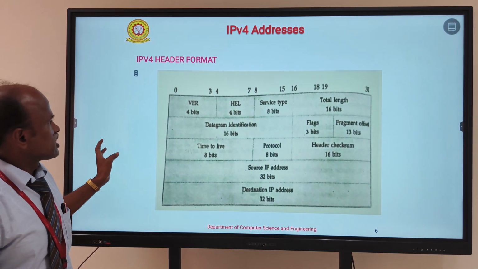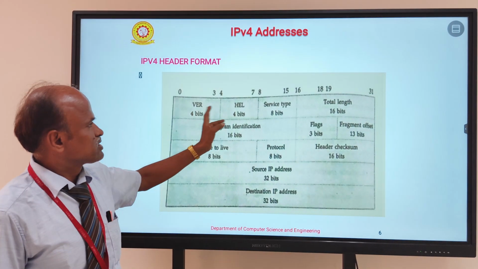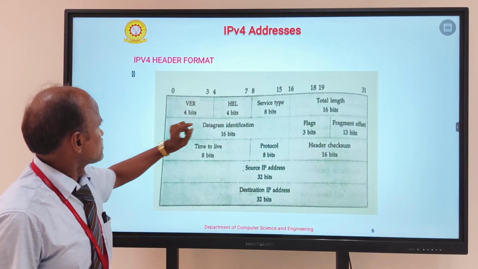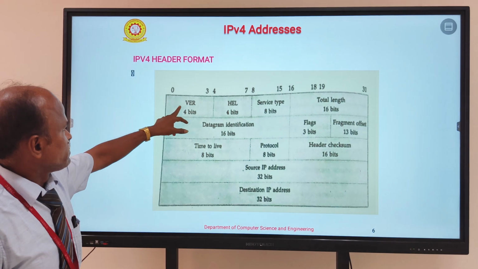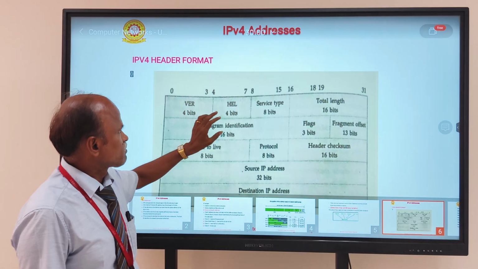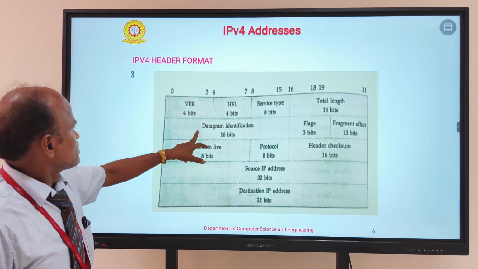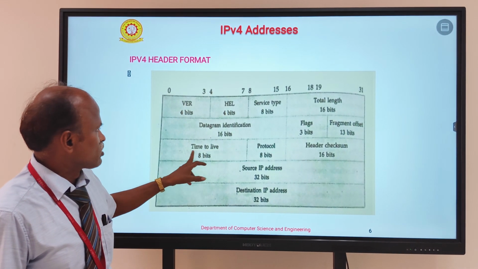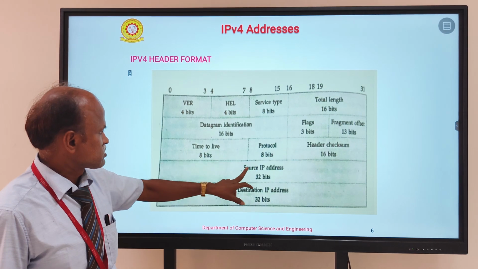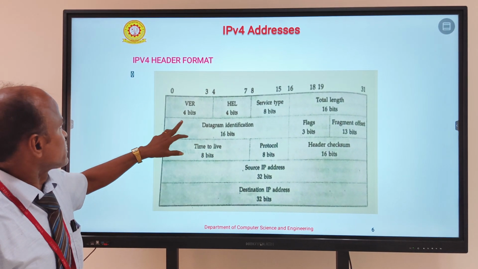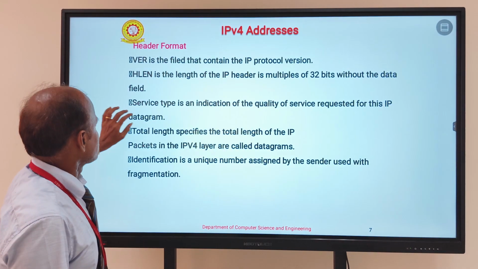Next, the IP header format. The header format is based on the IP length, that is a total of 32 bits wide. The fields are: version (VER), header length (HL), service type, total length, datagram identification, flags, fragment offset, time to live, protocol, checksum, source IP address and destination IP address. This is the basic IP header format; let's explain each one.